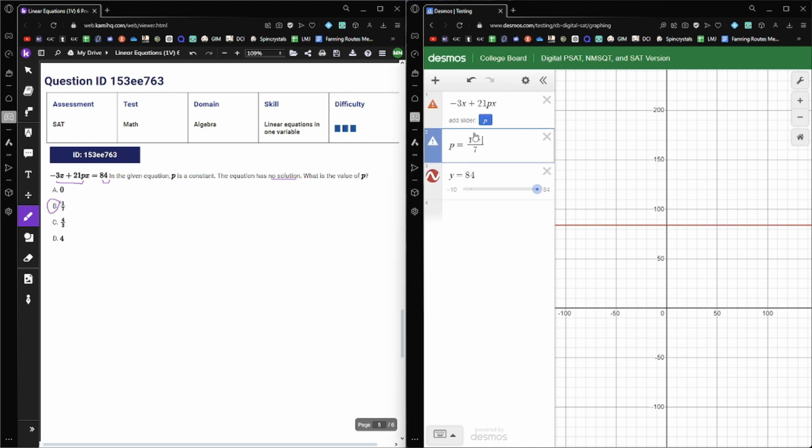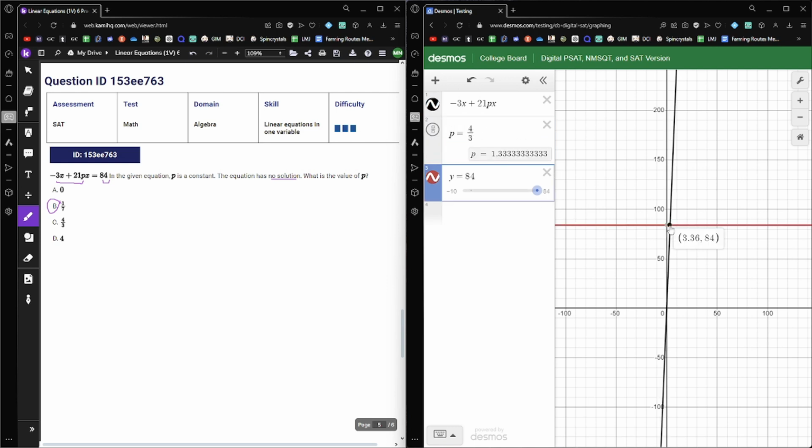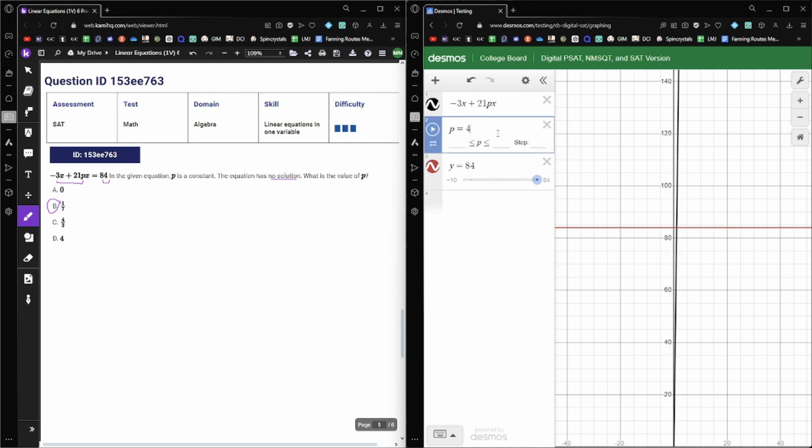Let's continue trying the rest though, just for funsies. 4 over 3, it has an intersection, that's not no solutions. And then 4, it also has an intersection, so it's not going to be 4 either.